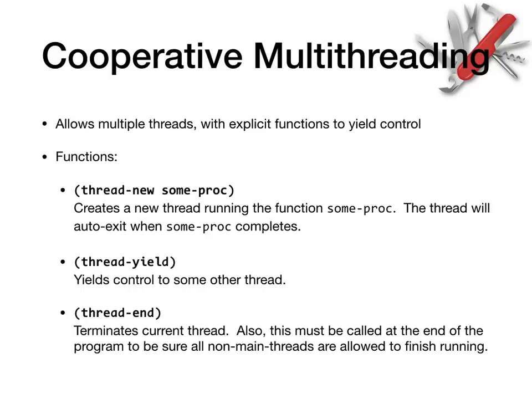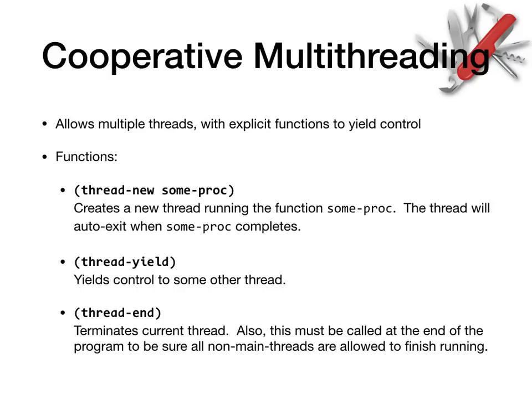So here's our API that we're going to develop. We're going to have thread new, which will create a new thread with a procedure to run on that new thread. Thread yield will yield control to a different thread, and thread end will terminate the current thread. All right, does that make sense to everyone?